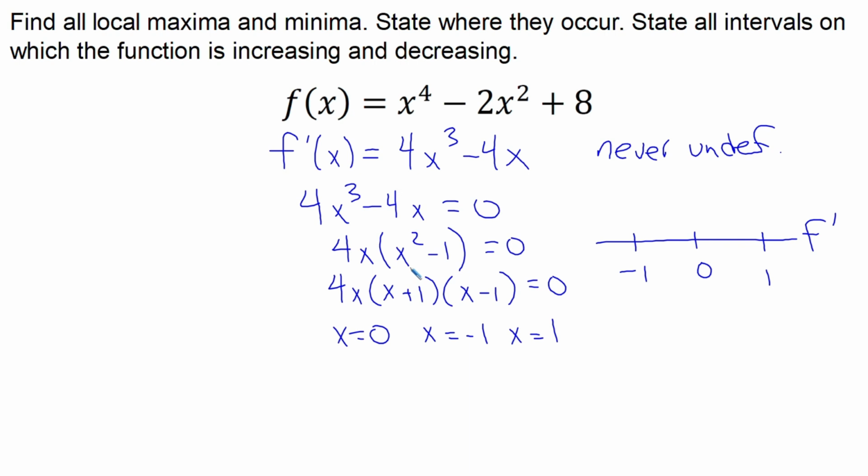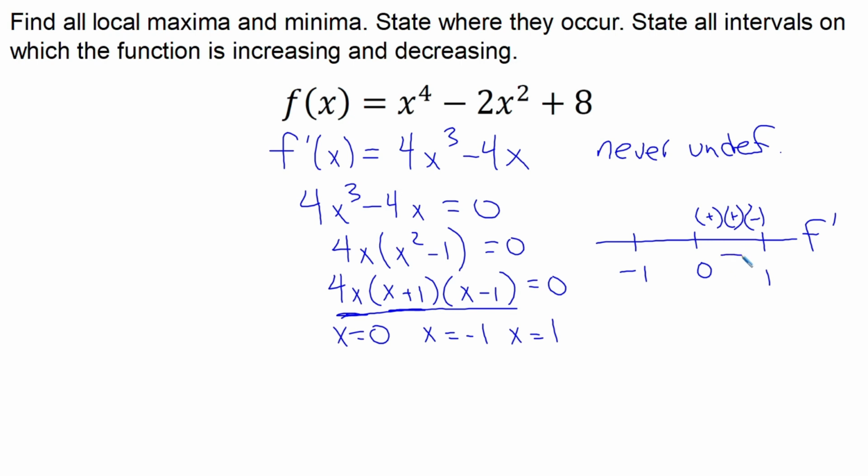So we'll test our intervals with our 3 critical values. Again, just like the last problem, we're just plugging these numbers, a number that's between 0 and 1, into this factored form of our derivative. So if I take something like a half that's between 0 and 1, and plug it in here, 4 times a half is a positive number. A half plus 1 is a positive number. And a half minus 1 is a negative number. Well, 2 positives times a negative is going to give us a negative.